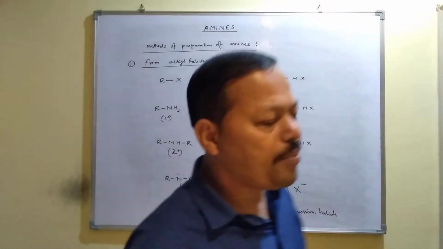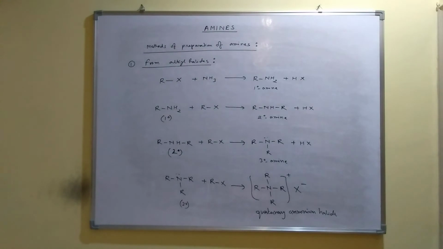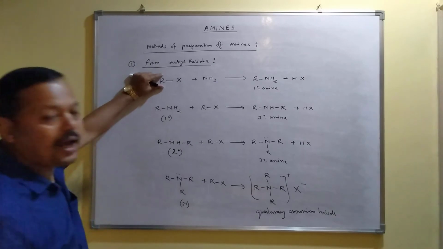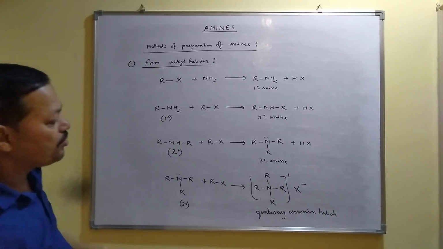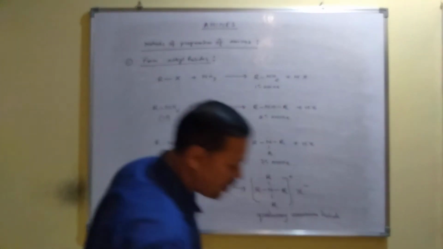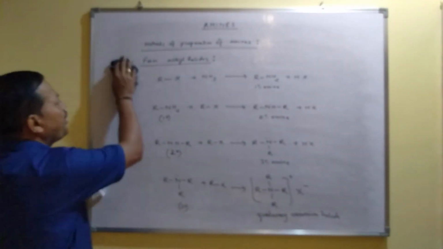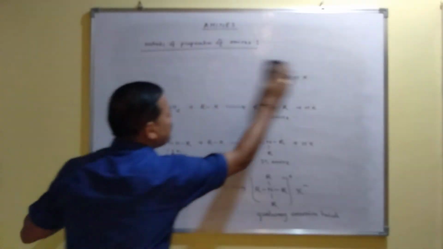So this is one of the methods from haloalkane. You can prepare primary, secondary, tertiary, and also the quaternary by adding ammonia. If you take haloalkane in excess amount, then the reaction will continue. You will get the quaternary ammonium halide. So this is one of the methods for the preparation of amines.